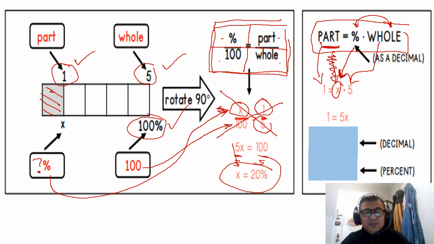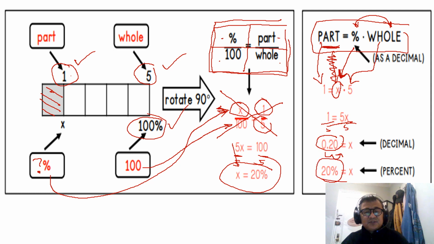5x equals 1. To solve for x, divide by 5, divide by 5. That becomes x is equal to 0.20, but I always change that to percent. How do I do that? 2 places to the right. That becomes 20%. So you could use either this formula or that formula.